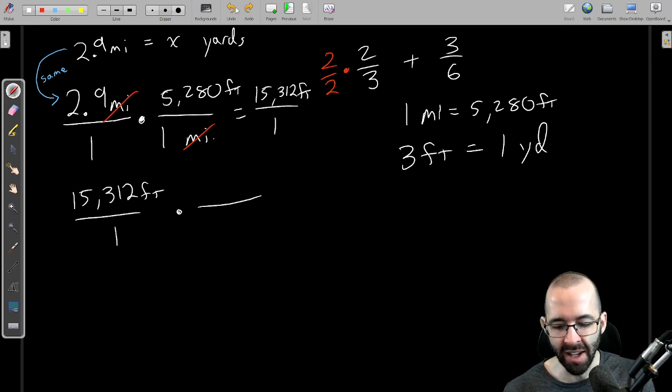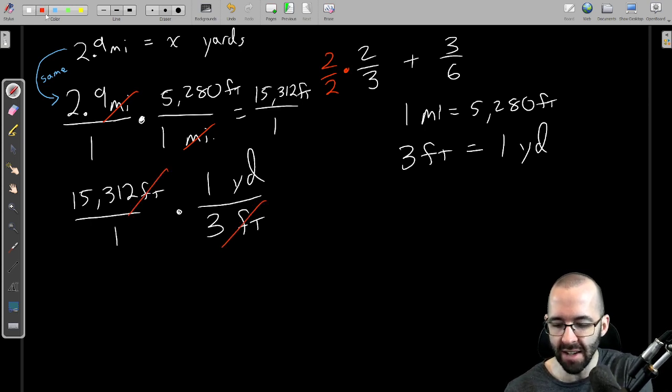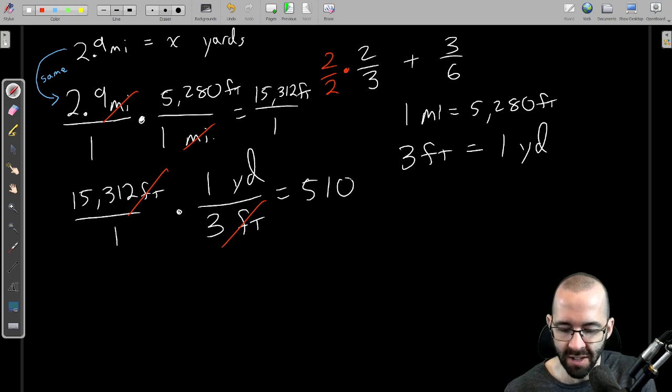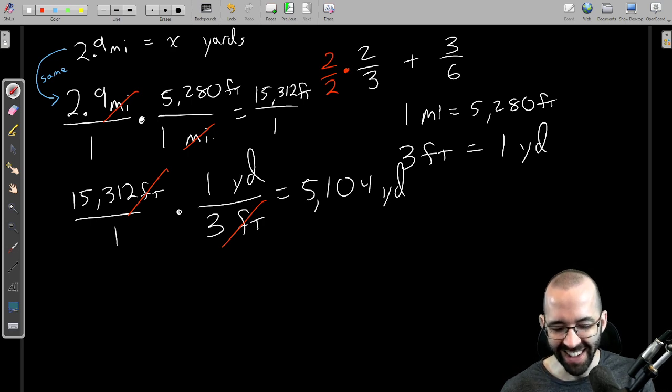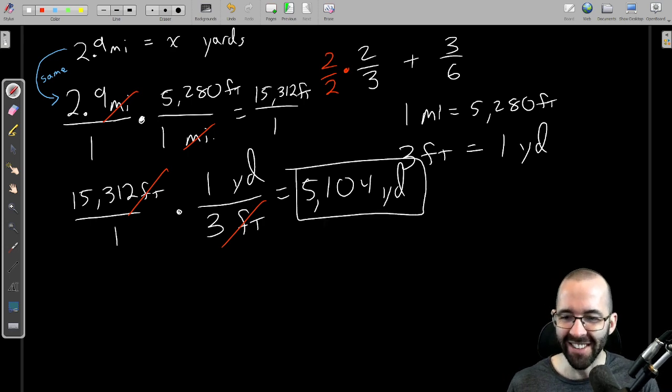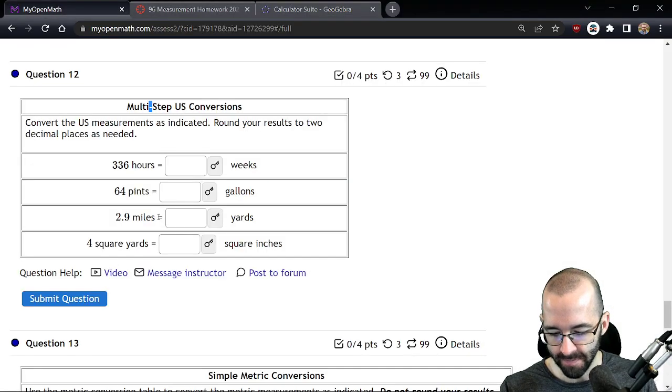So we want to cancel the feet. That means the feet have to go on the bottom. Otherwise, how could they cancel? So 3 feet is 1 yard. Now, when we multiply the fractions, the feet's going to cancel. And we're going to get 5,104 yards as our answer. Maybe. I don't know if I did that right in my head. 5,104 yards.